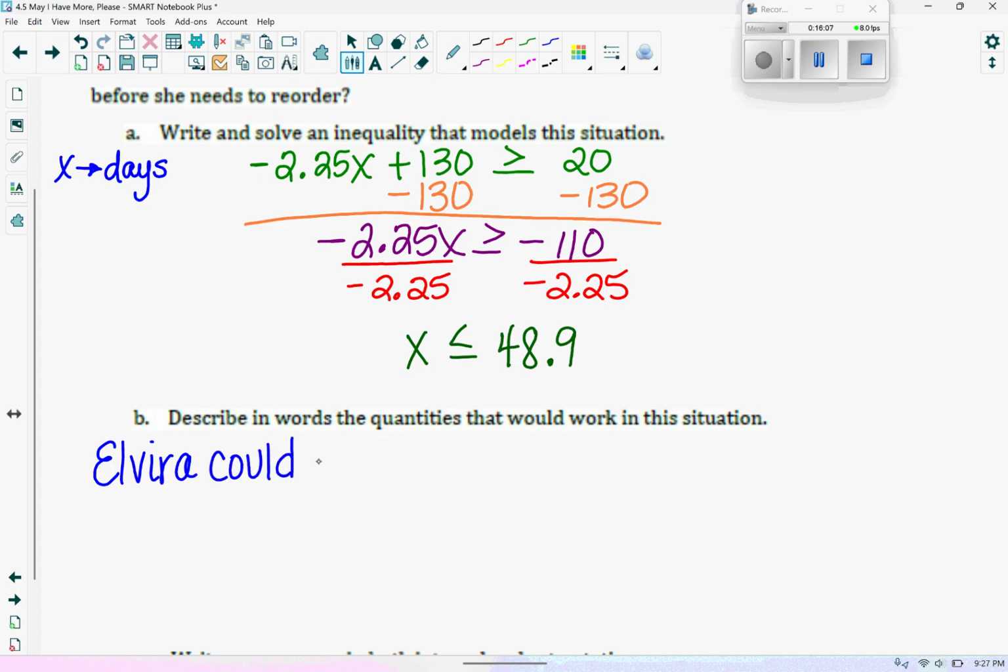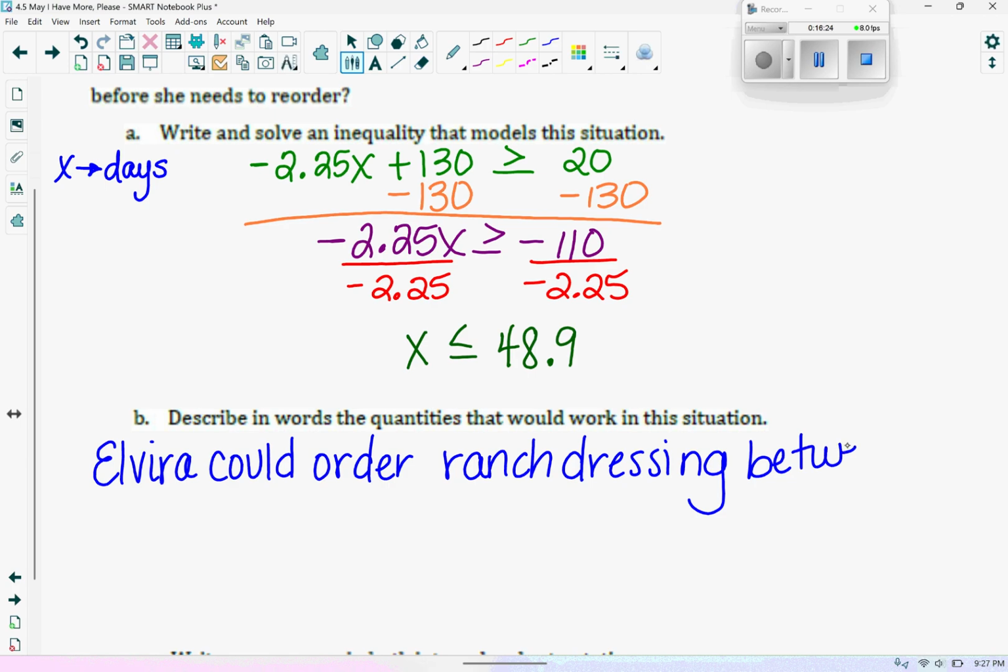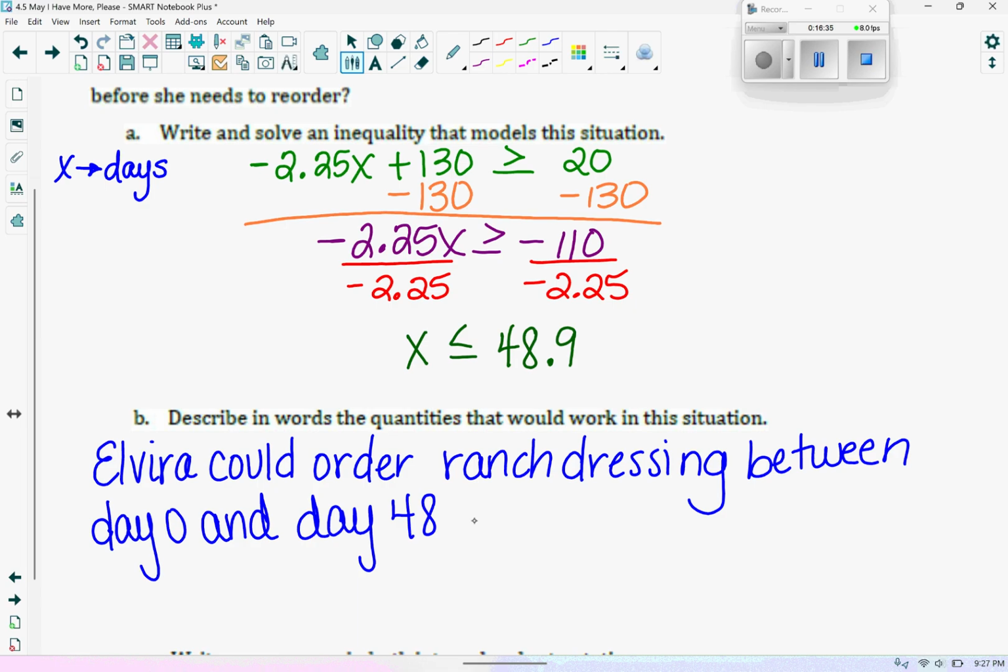Elvira could order ranch dressing between day 0 and day 48. All right, and that is so that she can make sure that she has enough in stock until her next order comes in.